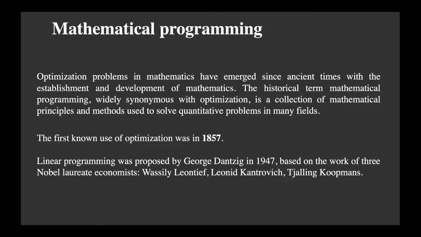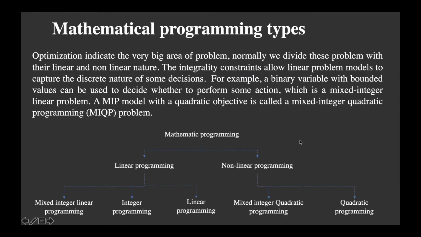Okay, let's discuss mathematical optimization in detail. Optimization indicates a very big area of problems. Normally we divide these problems by their linear and nonlinear nature. The inequality constraints allow linear problem models to capture the discrete nature of some decisions. For example, a binary variable with bounded values can be used to decide whether to perform some action, which is a mixed integer linear problem. A MIP model with a quadratic objective is called a mixed integer quadratic programming (MIQP) problem. We will continue to explain linear and nonlinear programming in more detail in the next slides.